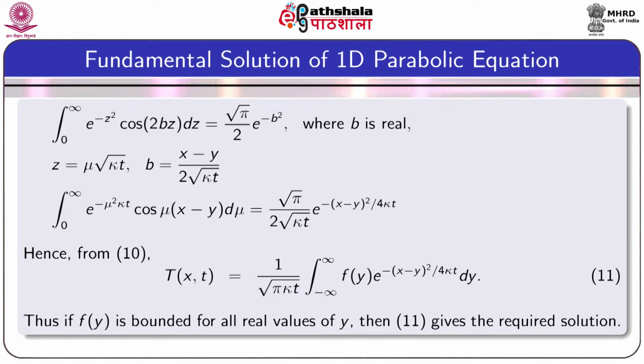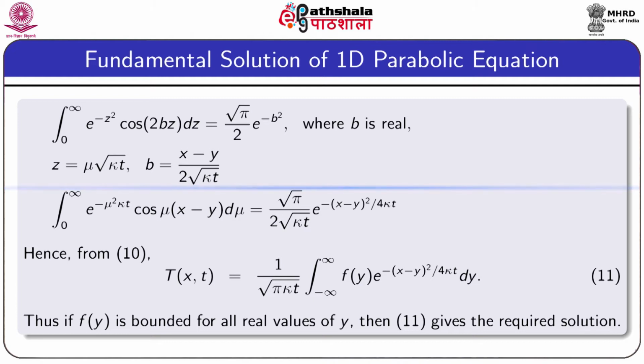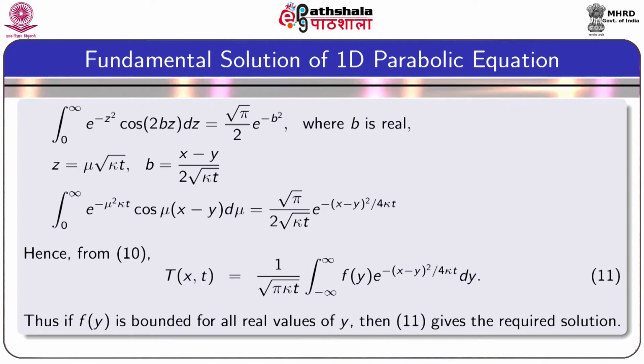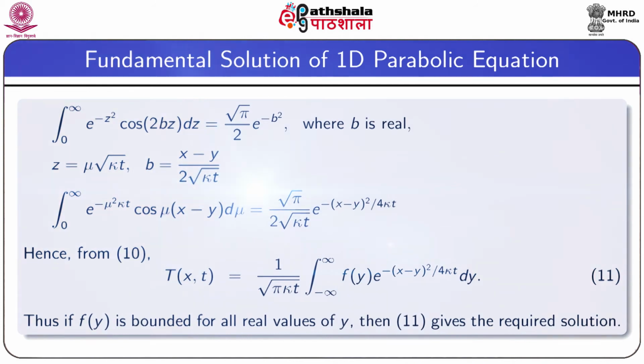So, if you substitute the value of this integral in expression 11, we obtain capital T equals 1 by 2 square root pi kappa t, integration minus infinity to plus infinity f(y) e to the power minus (x minus y) whole square divided by 4 kappa t dy. Thus, if f(y) is bounded for all real values of y, then 12 gives our required solution.